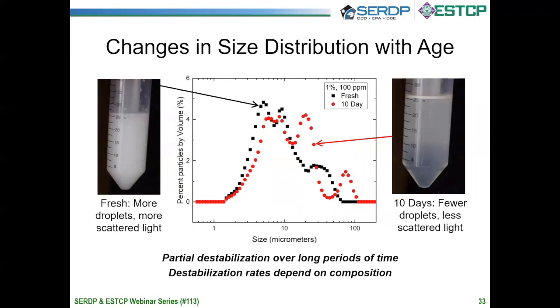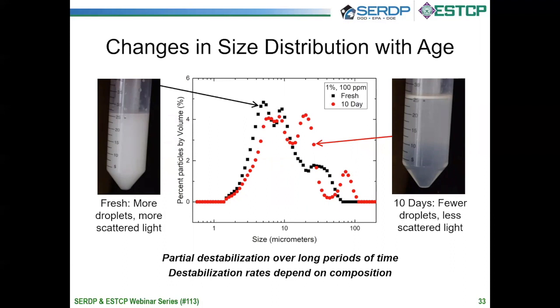So on the left, you see again the cloudy, highly turbid environment. This has a lot of droplets. They're scattering a lot of light. And then over time, it's come out of solution. And for this particular sample, and this will depend on how you sample it as well, you see a shift in the size distribution. They appear to shift to larger sizes. And it would indicate that some of the smaller droplets are perhaps coalescing or ripening into the larger ones.